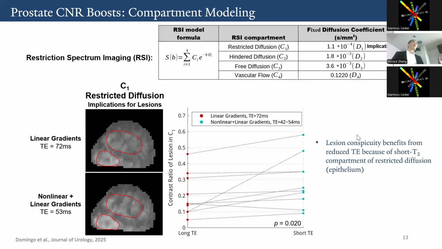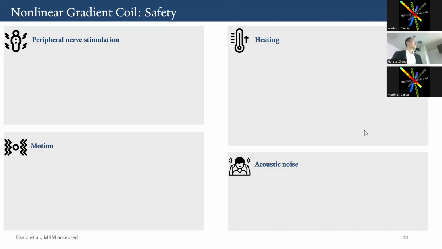So for now, I have talked about the advantage that is brought about by our nonlinear gradient coil. So how did we make it happen? It does not come from magic. So buckle up, I'm going to talk about some physics and technical challenges that we had.